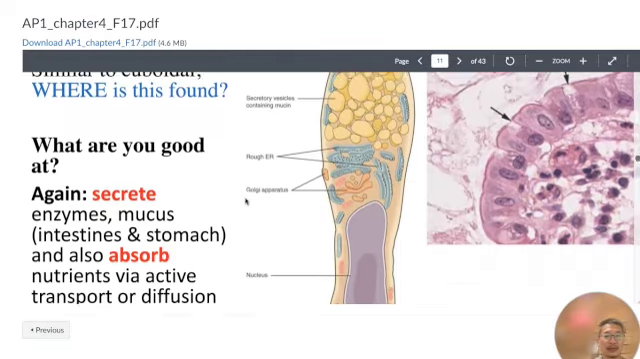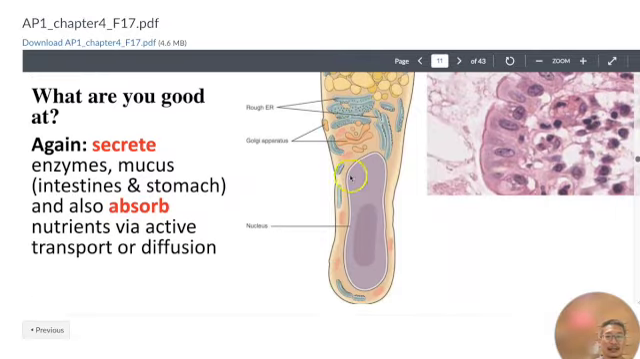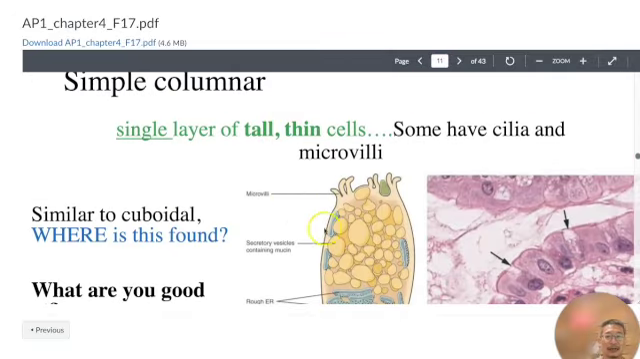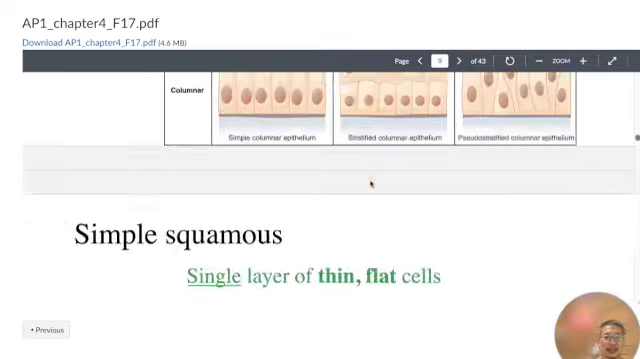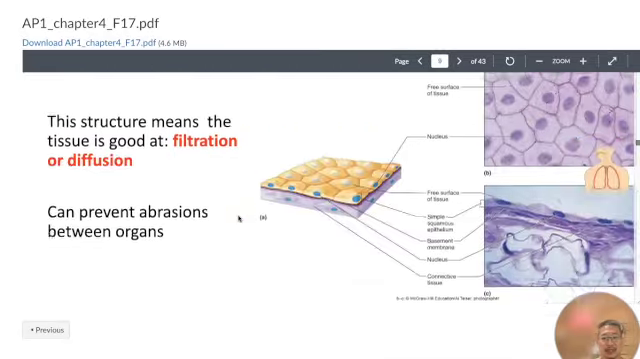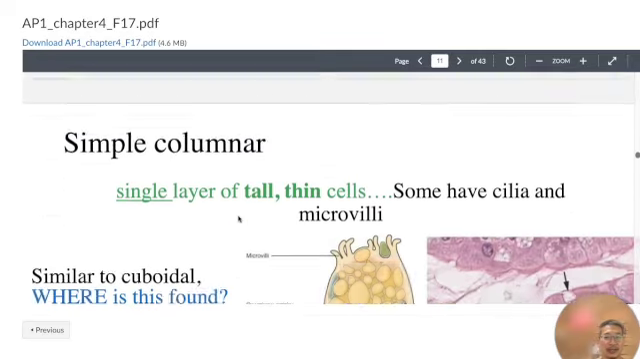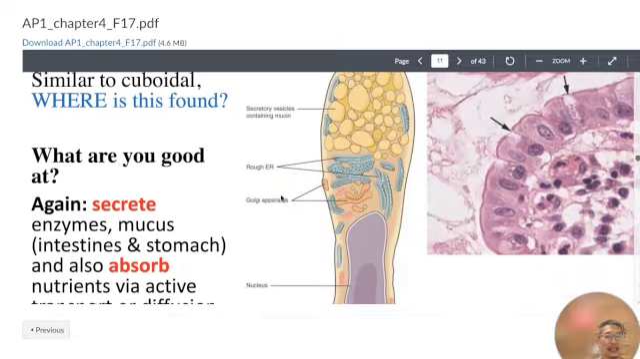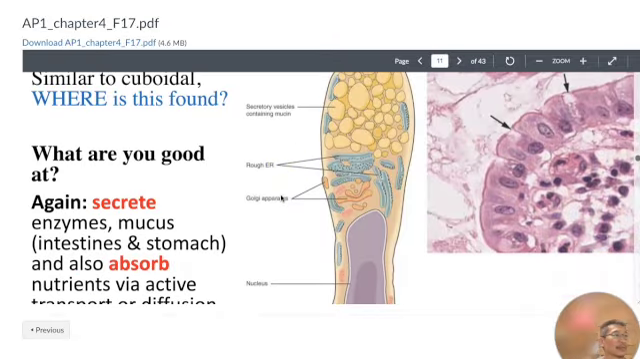Simple columnar. Now remember this little cell. This cell is called the goblet cell. It's got little things on top called microvilli and some cilia. These are a little thing called cilia, which is like the little hair here. And inside the hair, there are little hairs called microvilli. Okay, so here they are, and they have little hair on top like a mohawk. These are also for secretion and absorption.